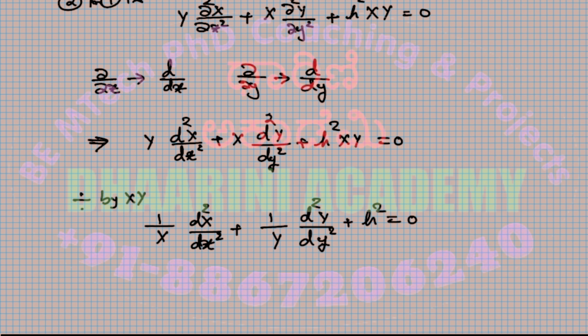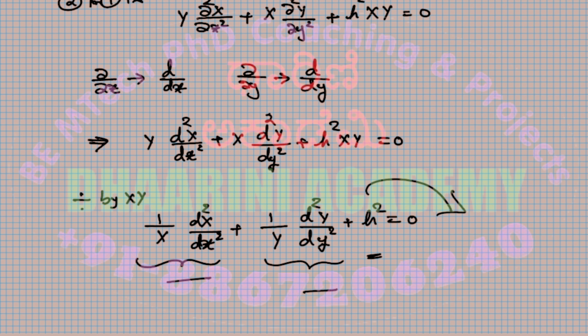Why did we do it like this? Because now whatever I have here is a pure function of x, and what we have here is a pure function of y. And there is a constant value, which is a sum. So this plus this equals minus h², which can be taken to the other side. So as a sum, you have a constant value.